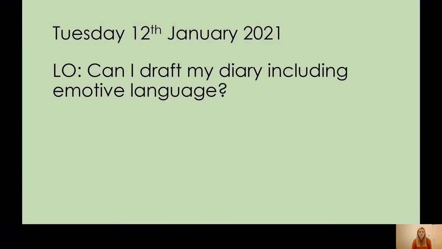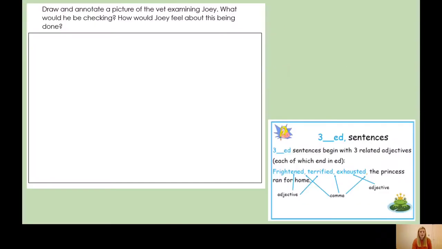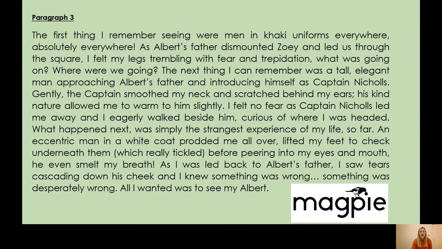On Tuesday, we'll continue to draft our diary entry. We'll start by sharing some of your fantastic work from the day before. The next part of the story we're looking at is when the vet examines Joey. We'll begin by drawing and annotating a picture of what the vet did and how Joey responded. As we read through the model text together once again, we'll be underlining key language and key punctuation we wish to magpie for our own writing.